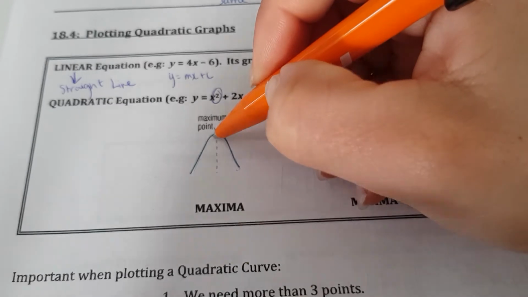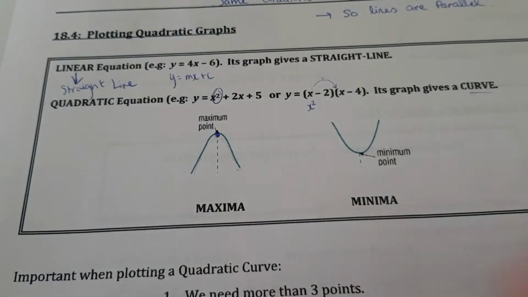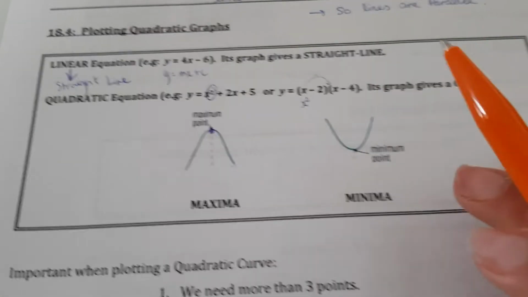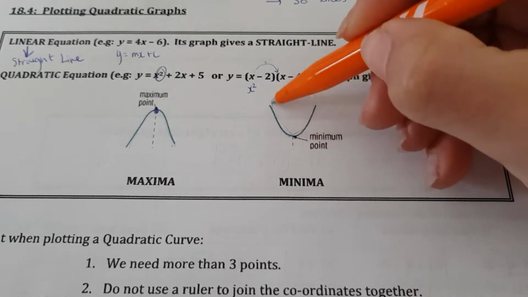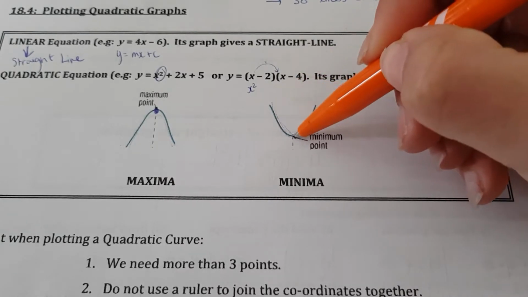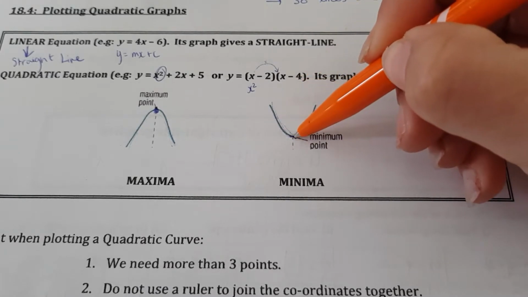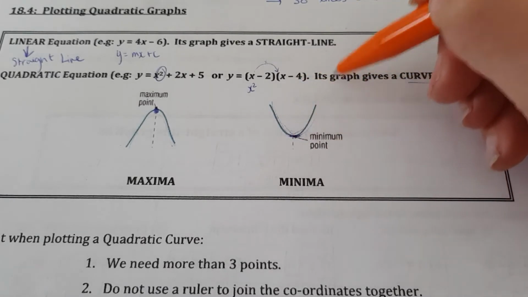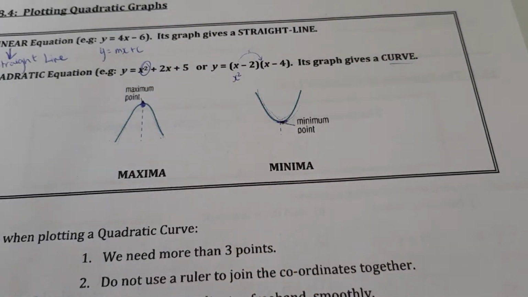That's the maximum point, and it's also called a maxima. You see the word maxima, it means the maximum point. This one over here, which is more like a U, has got the minimum point, the least point over here. Once it reaches the minimum point, it starts going up again, and that can also be called the minimum.